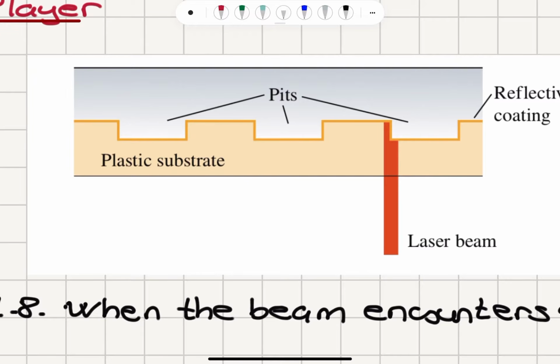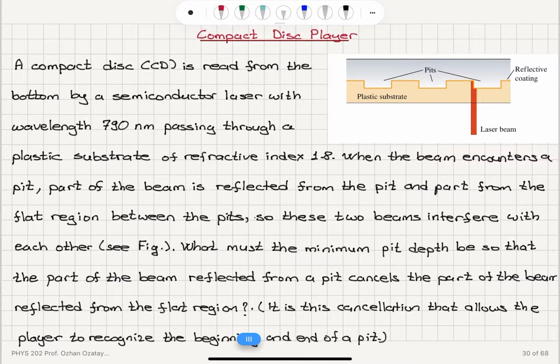So part reflects from the pit and part reflects from the flat region between the pits. So we have the pits here and the flat region between the pits. So we have the light going through this plastic substrate and reflecting from this interface.